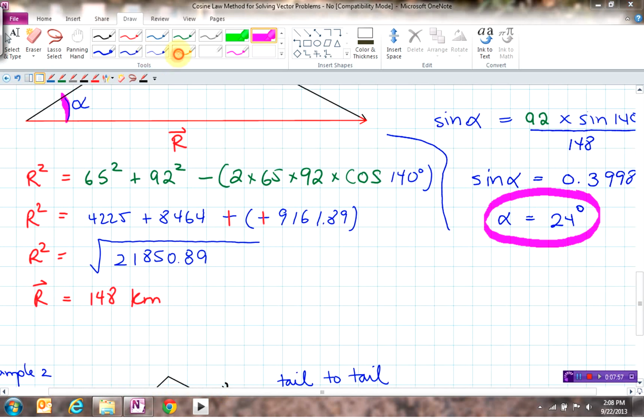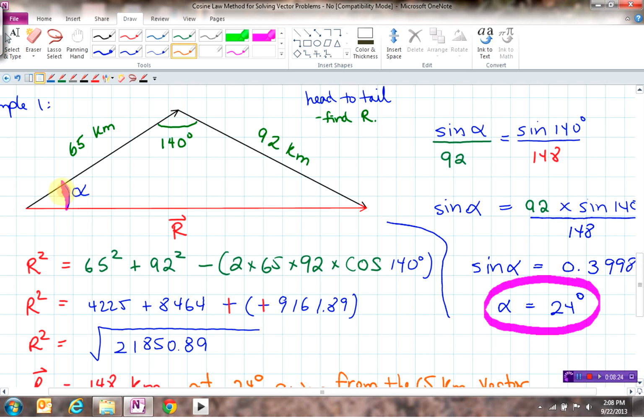So I can now make one final statement. R equals 148 at 24 degrees. I can say this above the horizontal, or I would just say this away from the 65-kilometer vector. And that would be my answer. And that will tell you that you're using this angle in there between the two. And that's good enough for now. Okay?